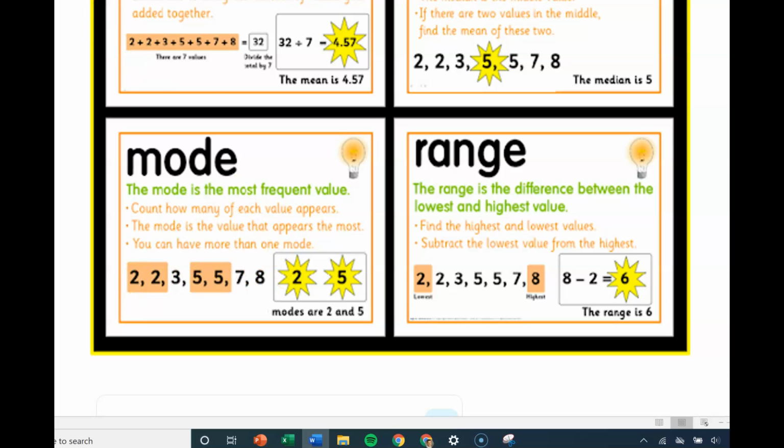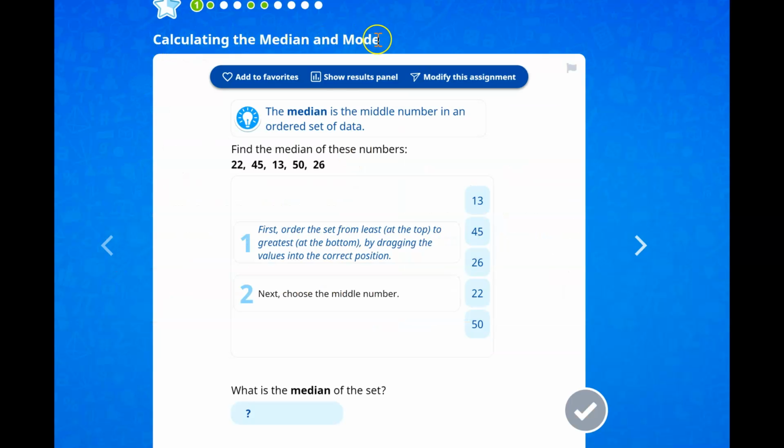All right, so your task today is to do some Buzzmath. The level is called calculating the median and the mode. It says the median is the middle number of an ordered data set. So you take a look at your data set and you say, oh, wait, I got to order these first. So 13 is my smallest, then 22, then 26, okay, then 45. And you'll notice 1, 2, 3, 4, 5. I have an odd amount of values, so that means I'll have one number in the middle.